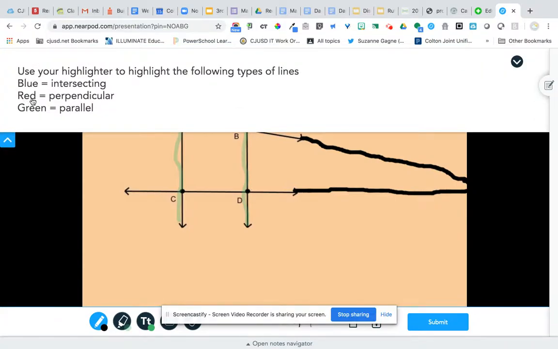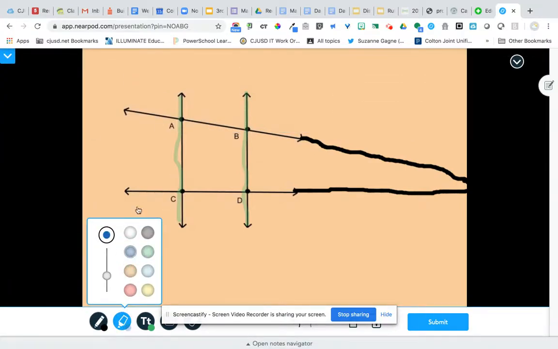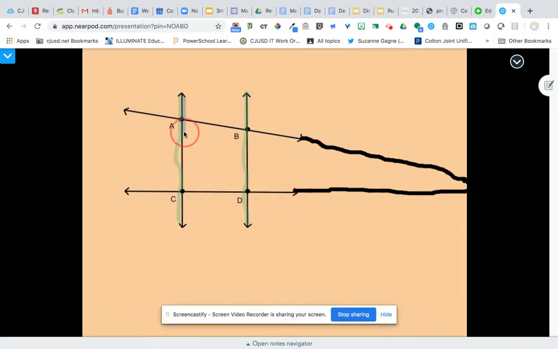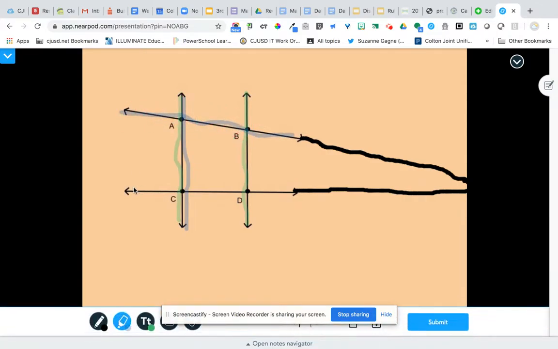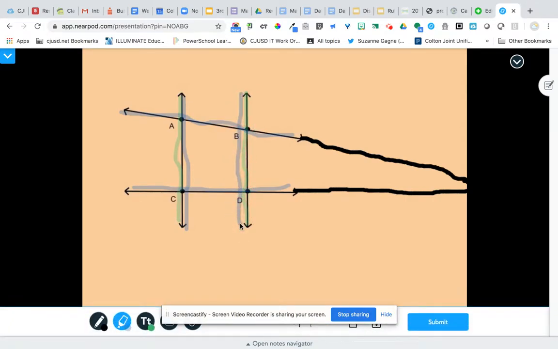Now, the blue line, you're supposed to use blue for intersecting. Okay, so there's a lot of intersecting lines. And again, I'm going to grab my highlighter. These intersect here, and there's an intersection there, and an intersection there. So that was easy. All of these touch and cross, so they're intersecting lines.